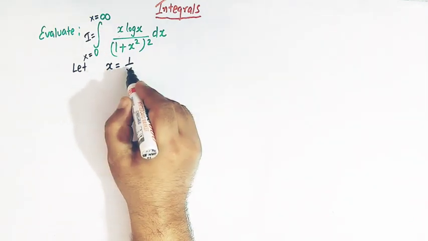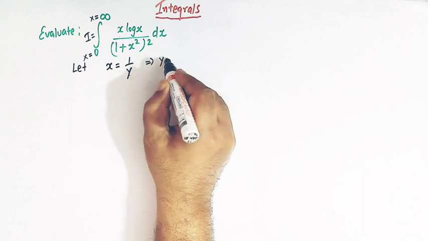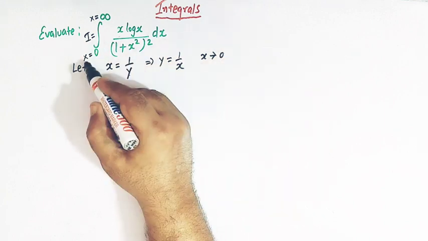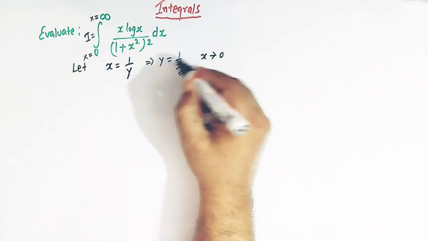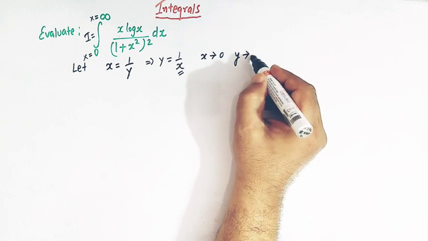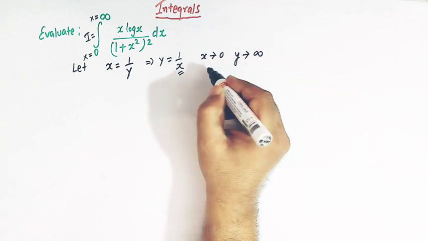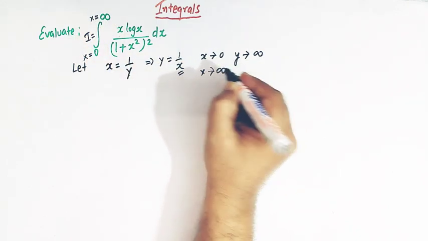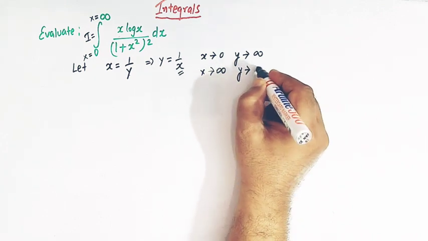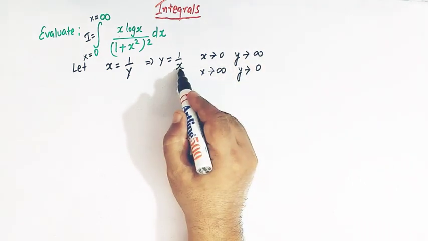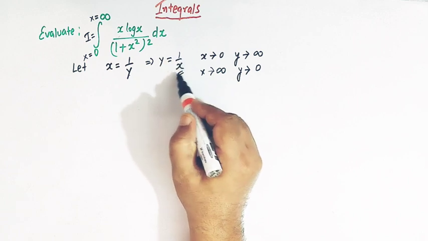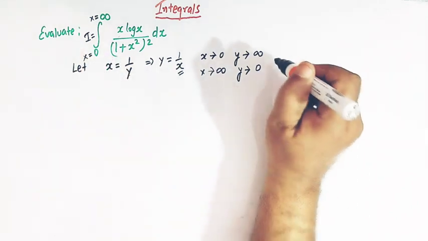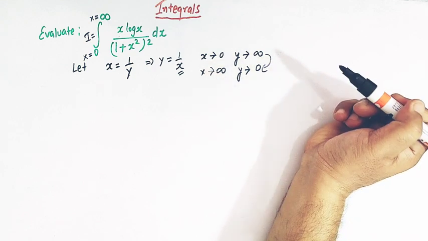So when we take this substitution, then we can write y is equal to 1 over x, right? See, when x tends to 0 or x is equal to 0, then obviously y tends to 1 over 0, that is infinity, right? And similarly, when x tends to infinity, which implies a very large number, y tends to 0, right? Because when x is very large, 1 over a large quantity tends towards 0. So the limits of integration are now from infinity to 0, right?